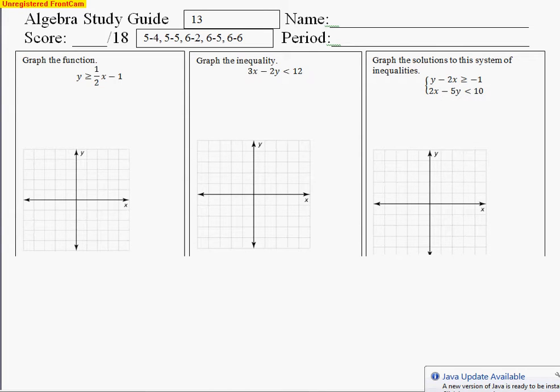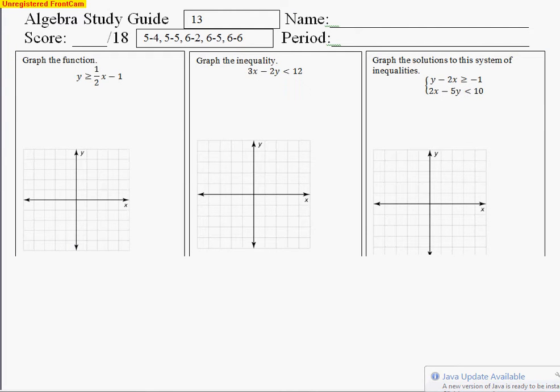This is the study guide for algebra, quiz 13. Let's take a look at our first problem here. It's asking us to graph the function. What I'm going to end up doing here is starting with looking at the equation and seeing if it's in slope-intercept form or not. And it is. We've got it in slope-intercept form.